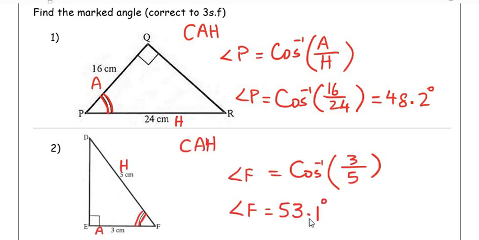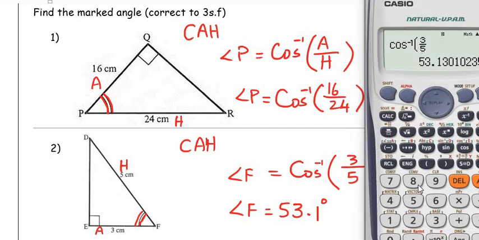Here is the answer. It will be 53.1 degrees. This is the adjacent, this is the hypotenuse. So from A and H I will decide it's CAH. So cos inverse and then adjacent first, and then the hypotenuse, it will give us the answer. And this is how you will write it on the calculator. It will be cos inverse. With the help of this shift, it will become 53.1 degrees. Let's solve the next questions.